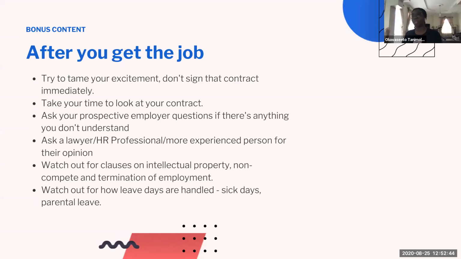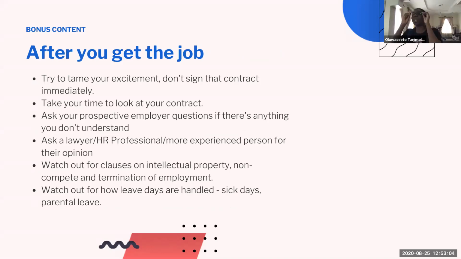So yeah, if you get the job, try to tame your excitement. Please don't sign the contract immediately. I'm begging, don't sign the contract immediately. Give yourself time. Take time to look at your contract. Speak to people, speak to designers, speak to other people that have been working for some time.